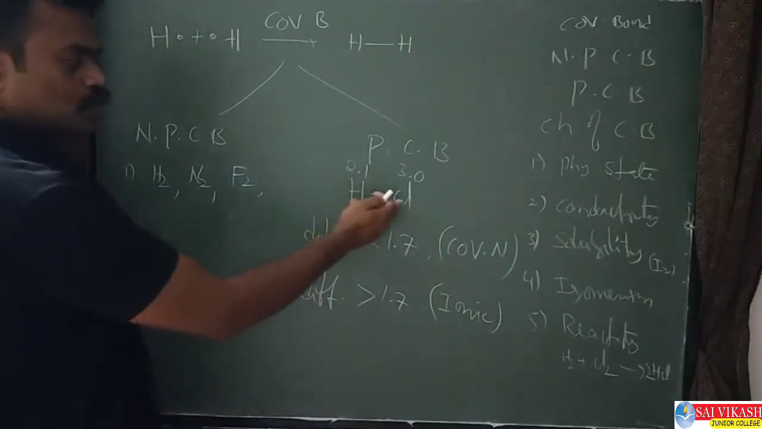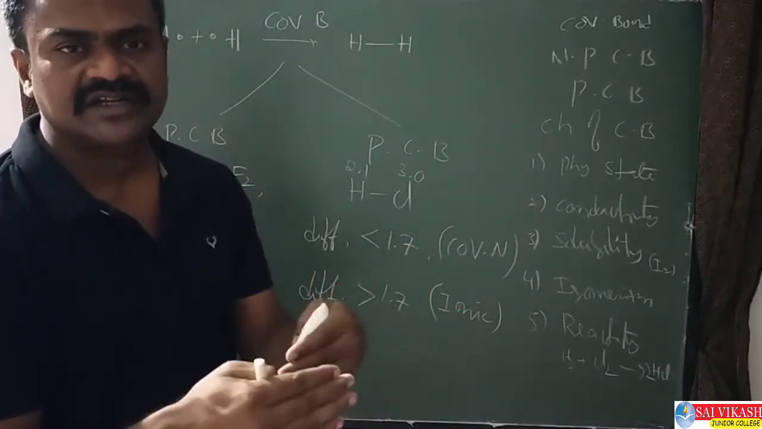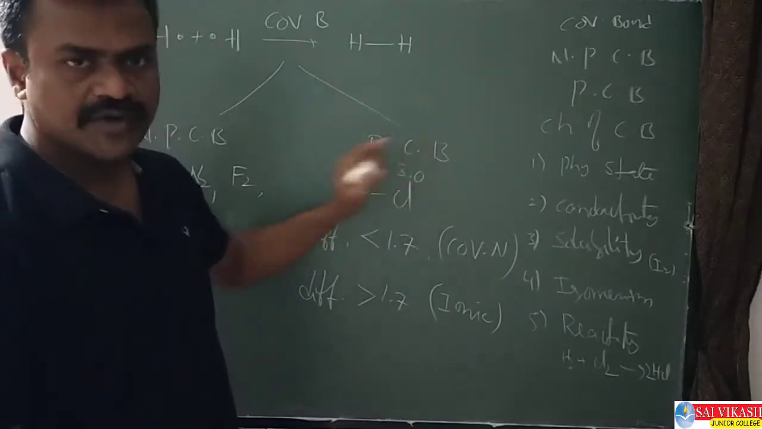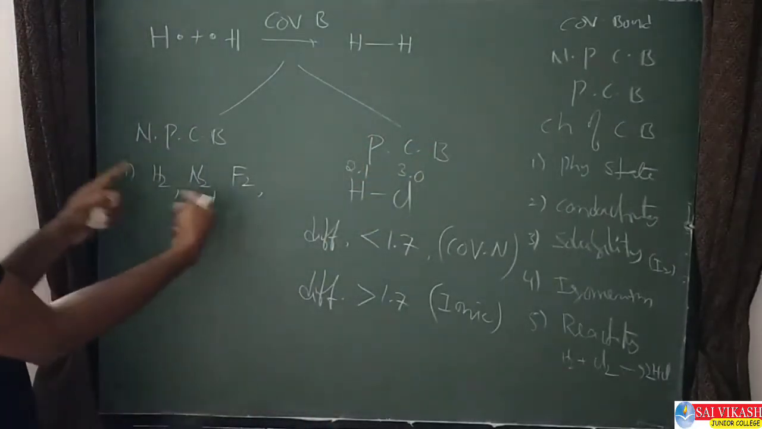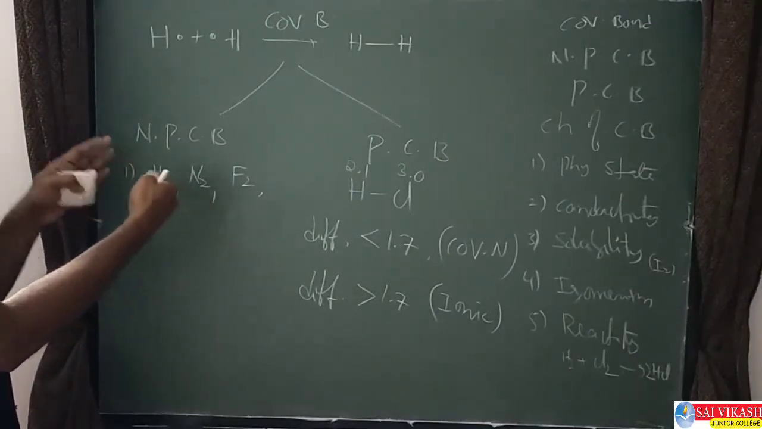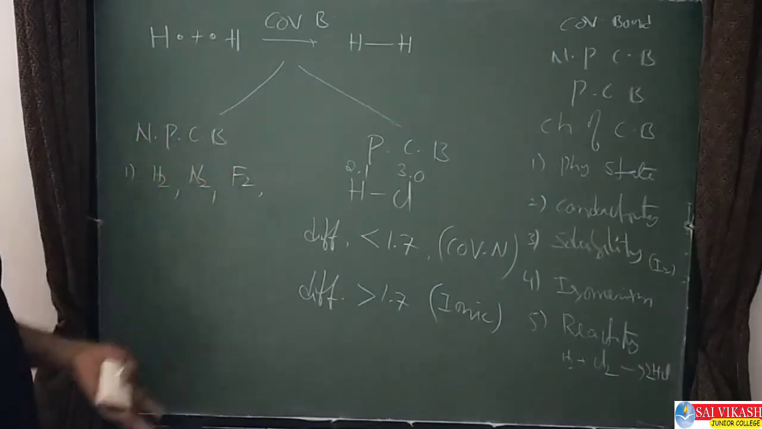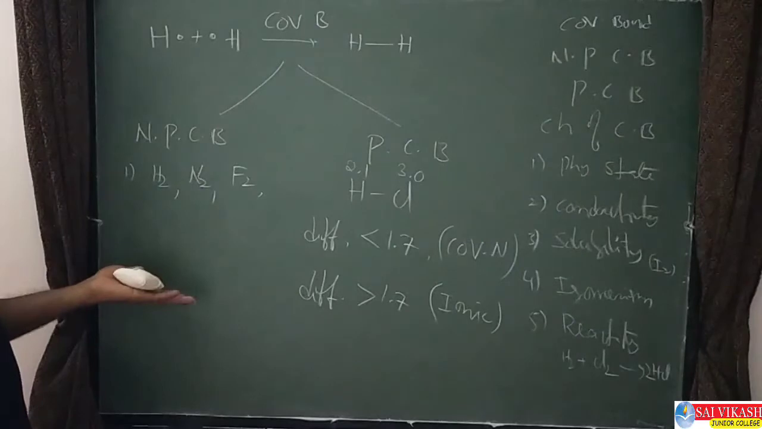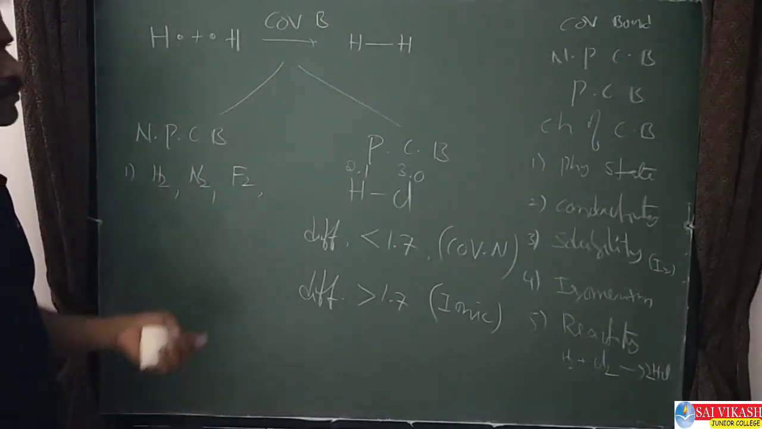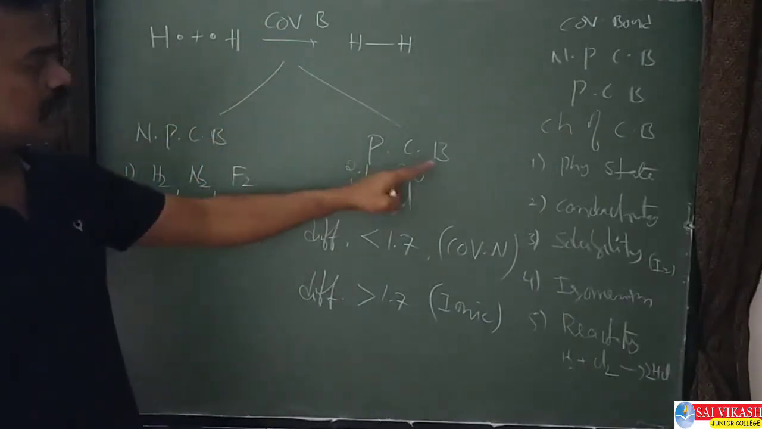So if two dissimilar electronegativity atoms are involved in the mutual sharing of electrons, then the formed covalent bond is called a polar covalent bond. Between the same atoms, if mutual sharing of electrons forms a covalent bond, it is called a non-polar covalent bond. The difference of electronegativity is 0 in this, so it is called a non-polar covalent bond. So covalent bond means what? Two types: non-polar covalent bond and polar covalent bond.